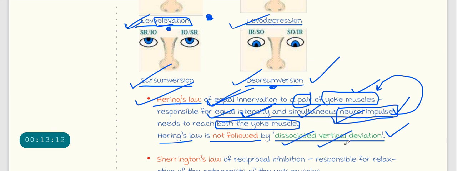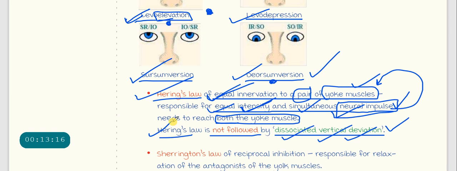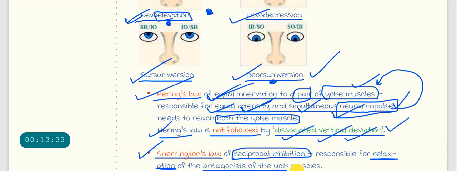Then comes Sherrington's law of reciprocal inhibition. What is Sherrington's law? It is responsible for the relaxation of antagonists of yoke muscles. So this one is responsible for stimulation and this is responsible for relaxation. Very easy, both the laws, as they are opposite of each other. So that was all about our first part of squint.